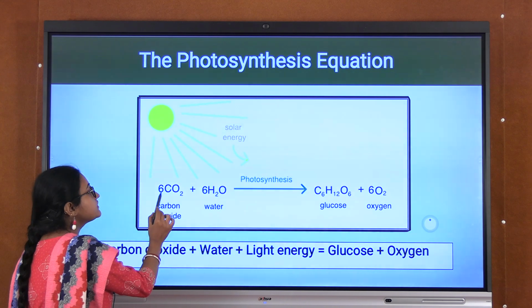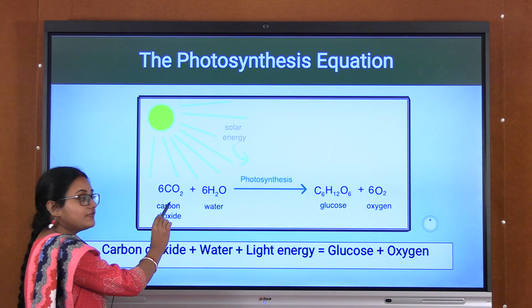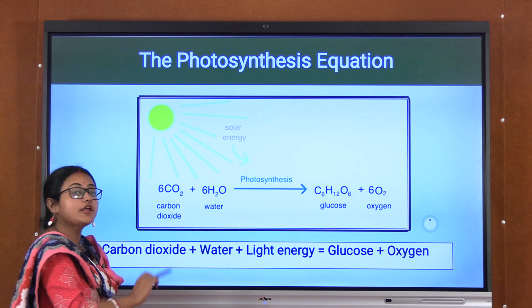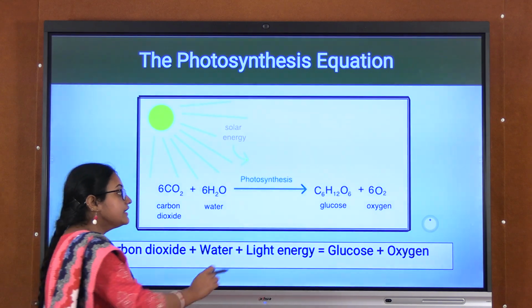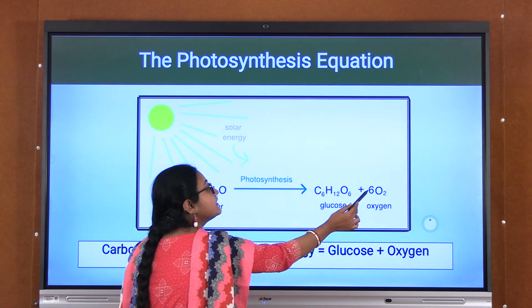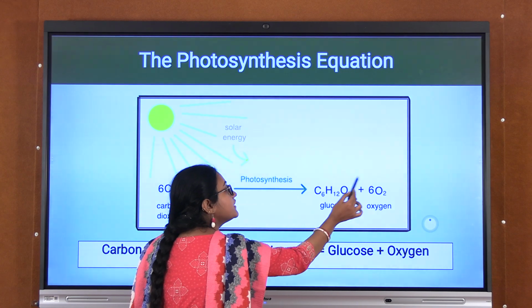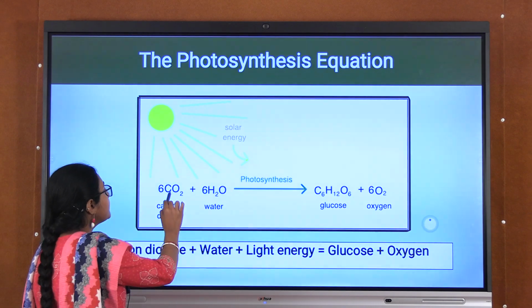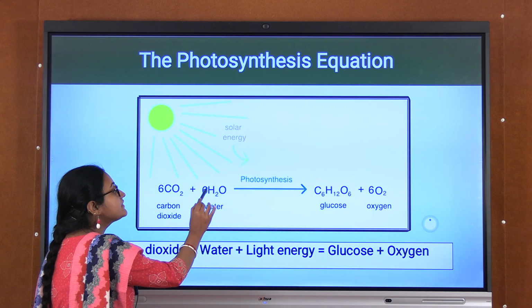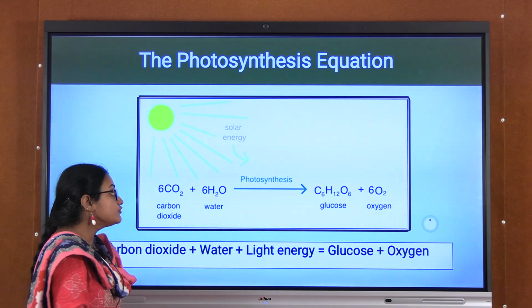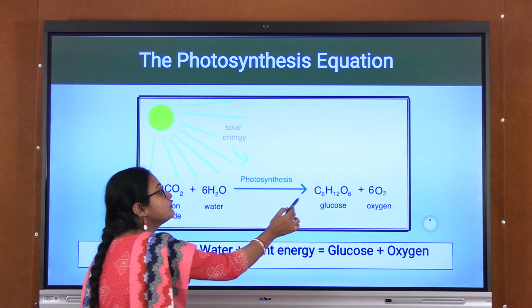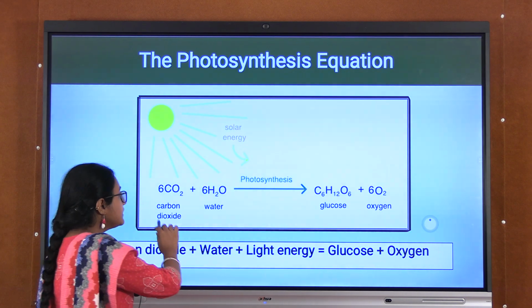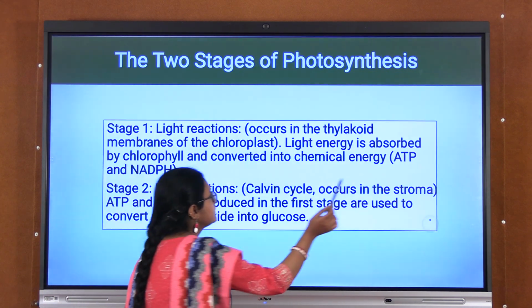For oxygen, here it is 6 times 2, which is 12, plus 6, which equals 18. Here also 18, so it is balanced. And for hydrogen, 6 times 2 is 12, and here also 12. So glucose and oxygen are generated in this reaction.